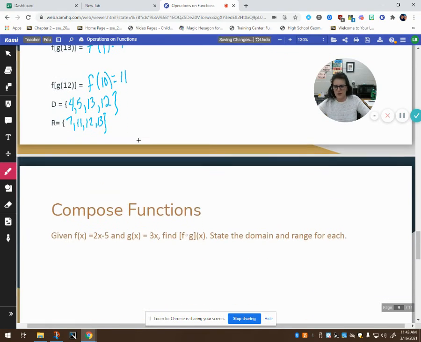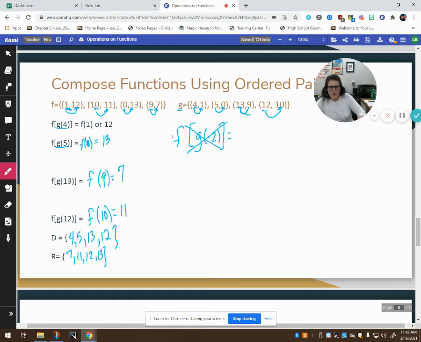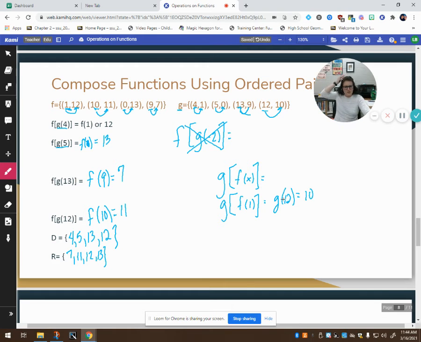All right, so now we could do that backwards too. If the problem had said g of f of x, then we would just work backwards. So we would look at f of 1. F of 1 is 12. Just do one of these. Since f of 1 is 12, then we do, okay, what is g of 12? Well, g of 12 is 10. So it works backwards as well.